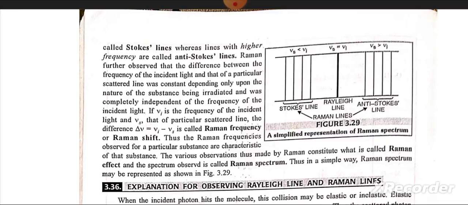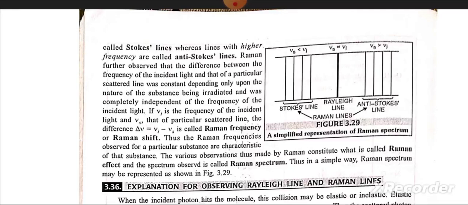Raman further observed that the difference between the frequency of the incident light and that of a particular scattered line was constant, depending only upon the nature of the substance being irradiated and was completely independent of the frequency of the incident light. If Vi is the frequency of the incident light and Vs that of a particular scattered line, the difference delta V equals Vi minus Vs is called Raman frequency or Raman shift.